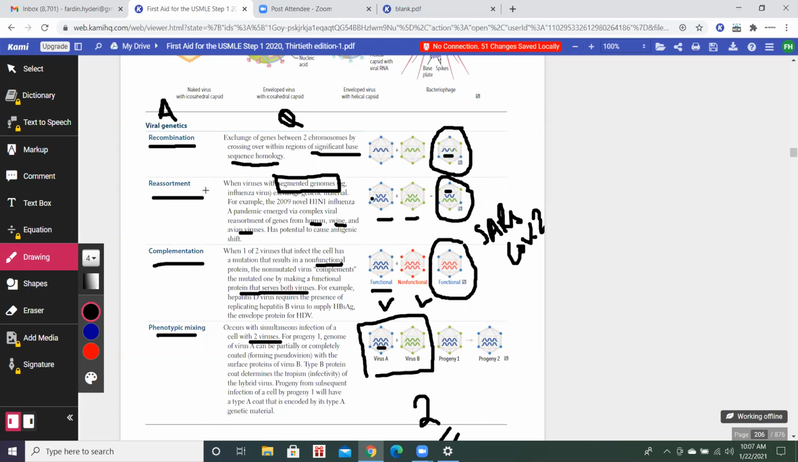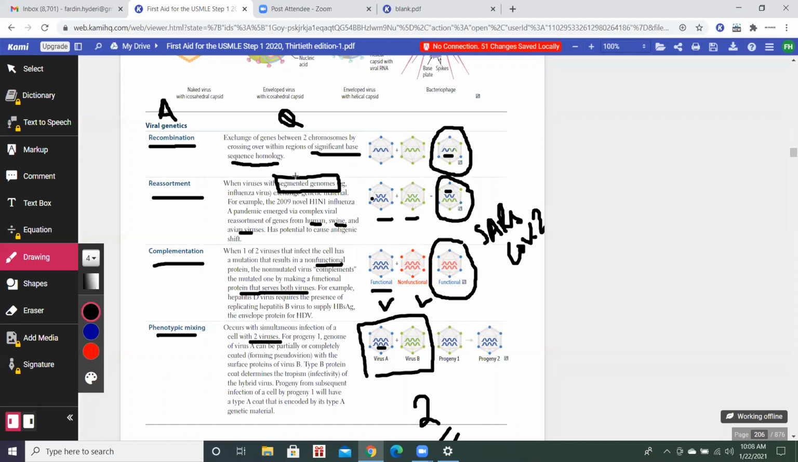Next one is reassortment. The word to look out for is segmentation, meaning that only segmented viruses will undergo reassortment. That is, one segment will get transferred over here, another segment will also get transferred along with the surface protein. Segmented viruses, a very good example being influenza, rotaviruses, and more segmented viruses that we will talk about in the future.